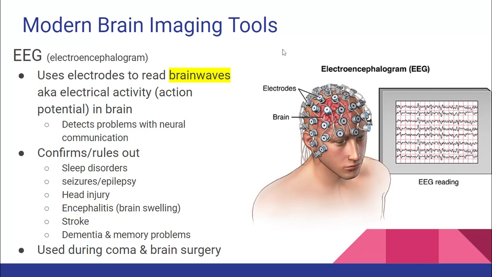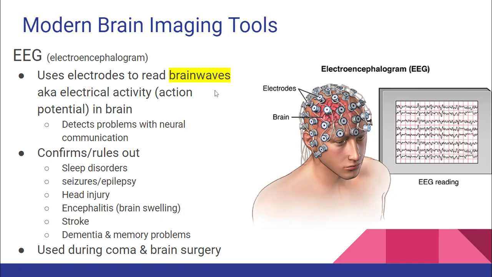The first is the EEG, or electroencephalogram. This uses electrodes to read brain waves. Waves is the big word that you should be looking for there. The rest of the types of studies don't do this. They're more focused on looking at structures or fluid in the brain. This is the only one that is studying the brain waves.